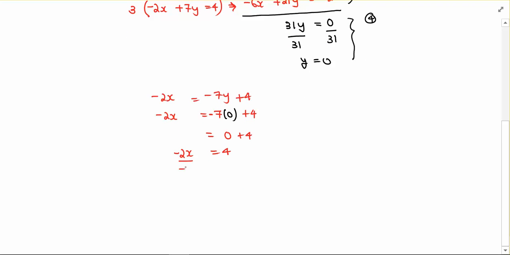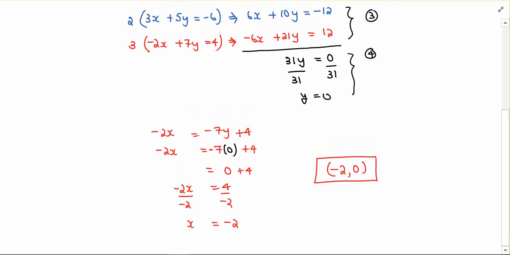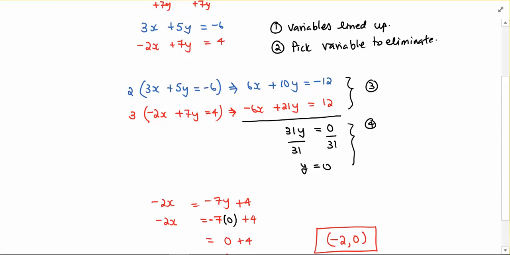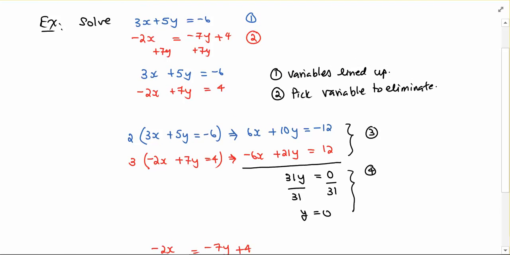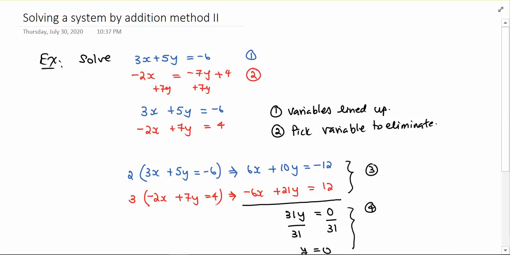And so divide by negative 2, divide by negative 2. X is equal to negative 2. So here is my answer, x, y. So the addition method works very nicely. Once you get them lined up, if you know your multiplication, it's pretty easy and convenient to use.